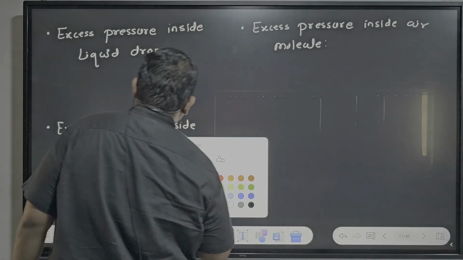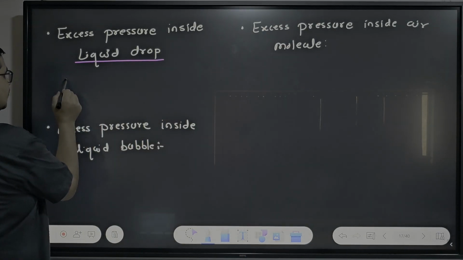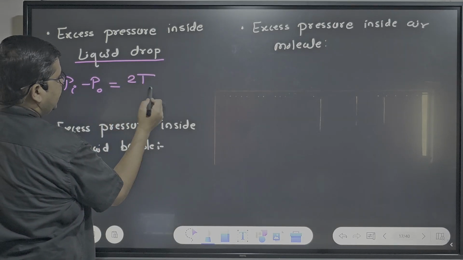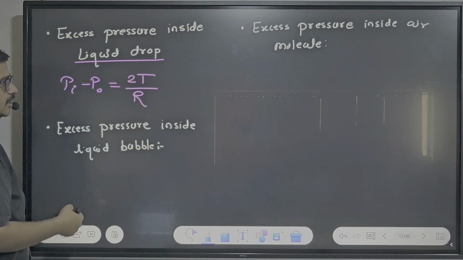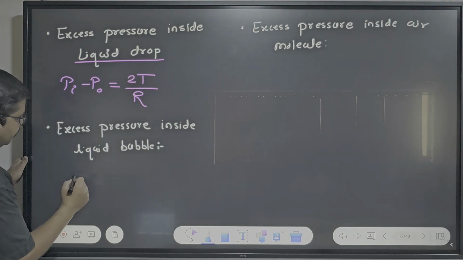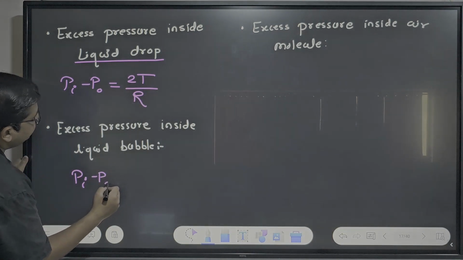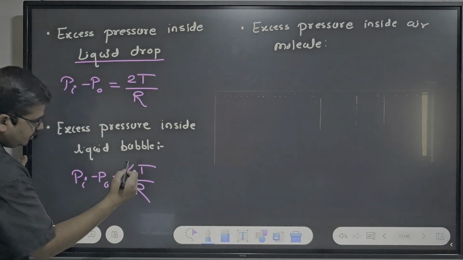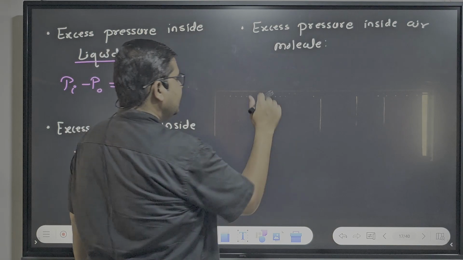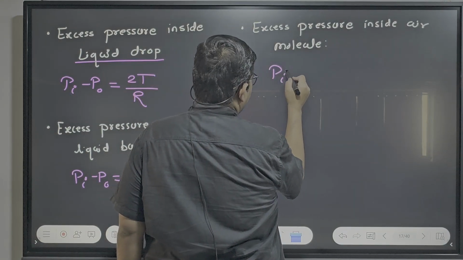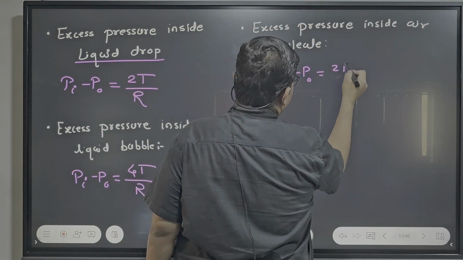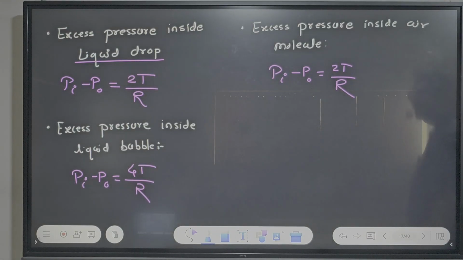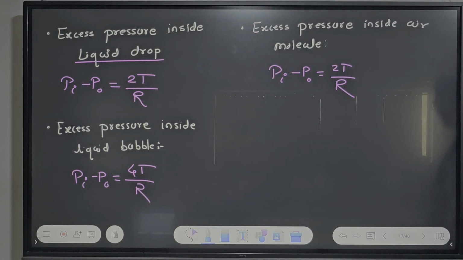Now excess pressure inside the liquid drop. What is the formula? Pi minus Po is equal to 2 into surface tension upon radius of droplet. Then for a soap bubble, it is Pi minus Po is equal to 4T upon R because of two surfaces. And for an air bubble inside a liquid, it acts like the droplet case, Pi minus Po is 2T by R. T is the surface tension, R is the radius of the droplet or the bubble.